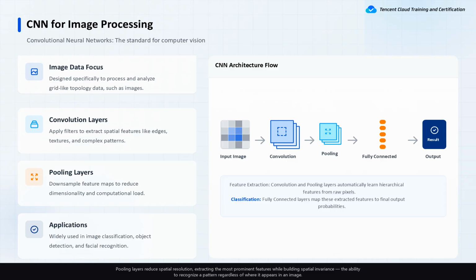Pooling layers reduce spatial resolution, extracting the most prominent features while building spatial invariance, the ability to recognize a pattern regardless of where it appears in an image. Fully connected layers aggregate these spatial features into a probability distribution over classes. CNNs are the dominant architecture for image classification, object detection, and facial recognition.